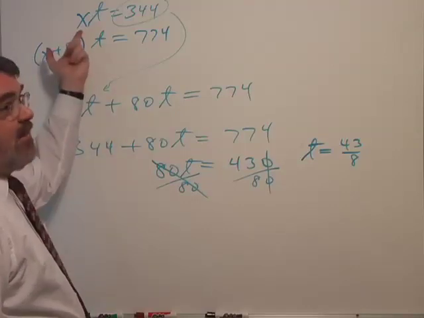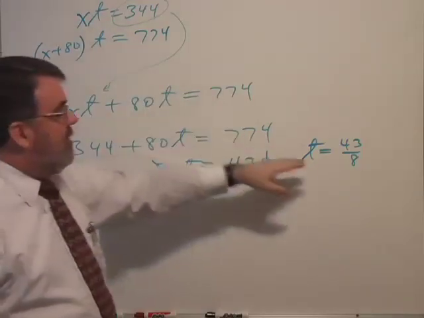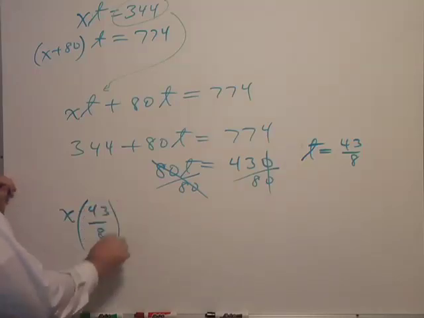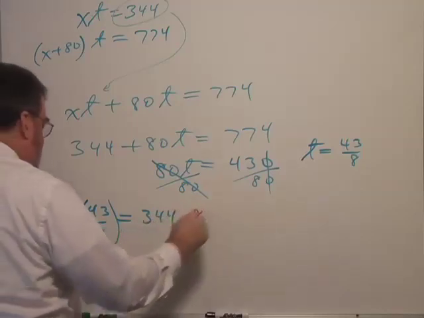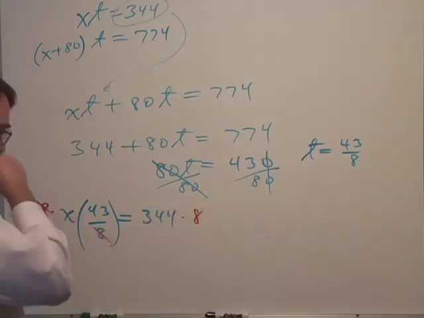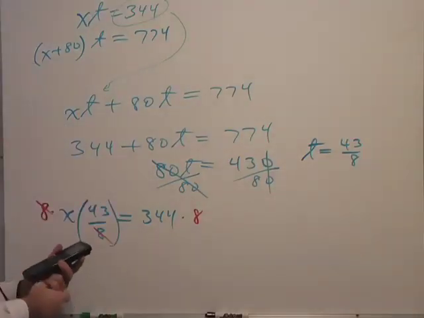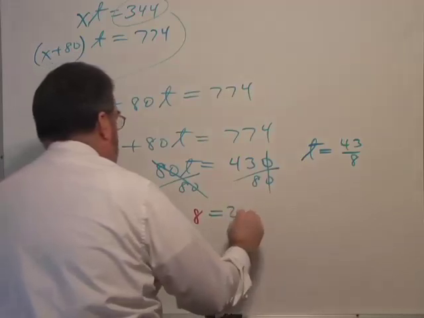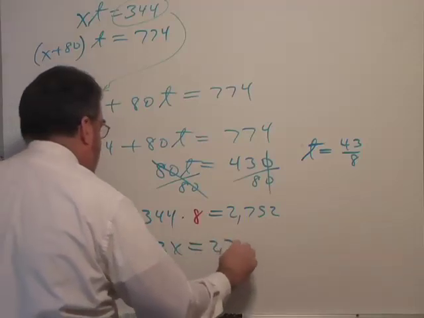But I can now solve for x by taking that up to one of these equations, and this would be the easier equation. So if I replace t with this value, I have x times 43 over 8 equals 344. And let's see, we can multiply both sides by 8. That will cancel the fraction. And let's see, 8 times 344 is 2,752. So I have 43x is 2,752.